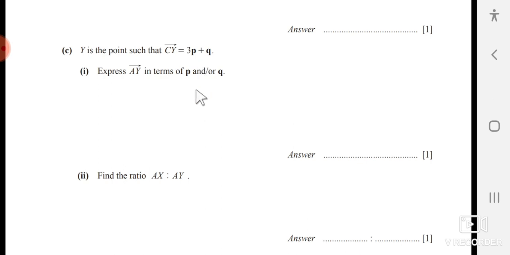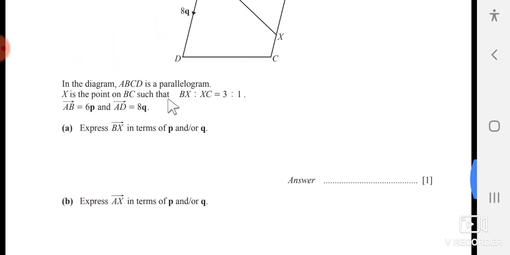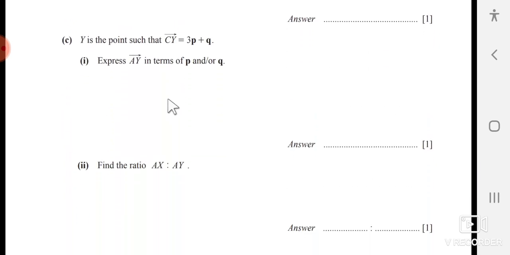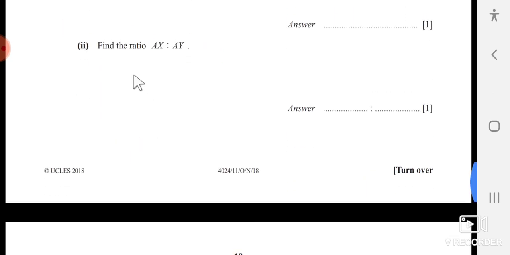Both will be in the same form. AX you have already found, and you can write them in magnitude form. You put bars on both sides and then cancel by taking the common factor. That would be the simplified ratio.